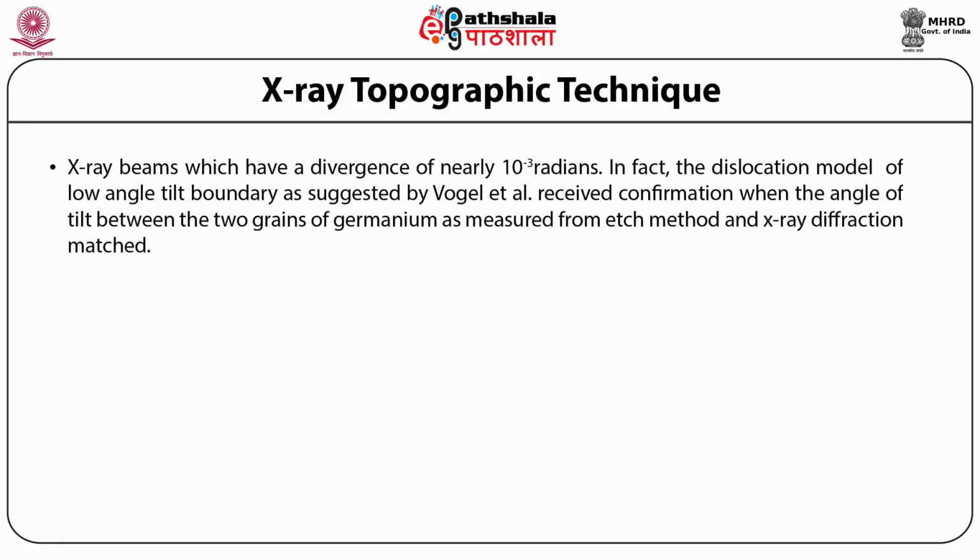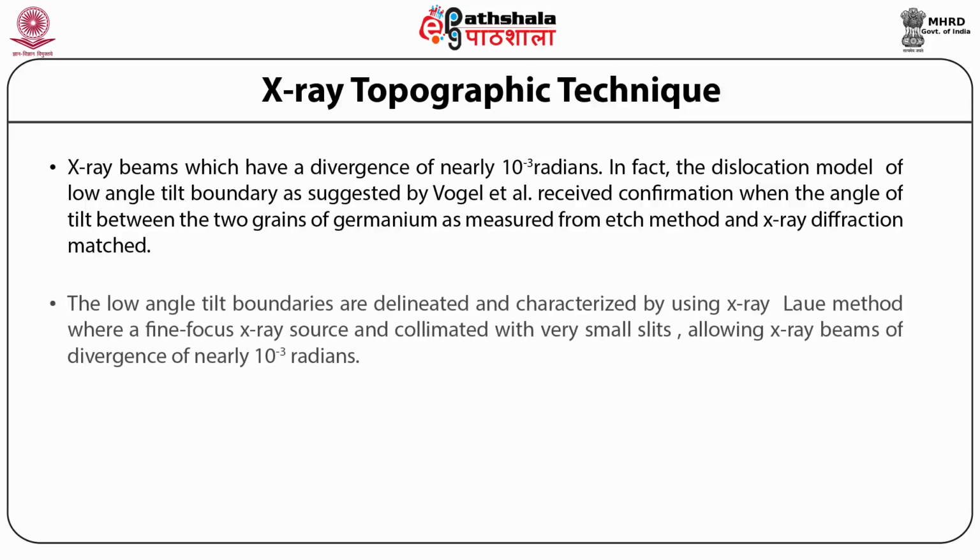In fact, the dislocation model of the low-angle tilt boundary, as suggested by Vogel et al., received confirmation when the angle of tilt between the two grains of germanium as measured by the etch pit method and X-ray diffraction matched. The low-angle tilt boundaries are delineated and characterized by using the X-ray Lang method, where a fine focus X-ray source is collimated with very small slits, allowing X-ray beams of divergence of nearly 10 to the power minus 3 radians.